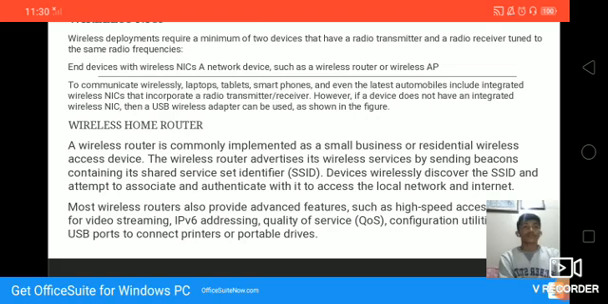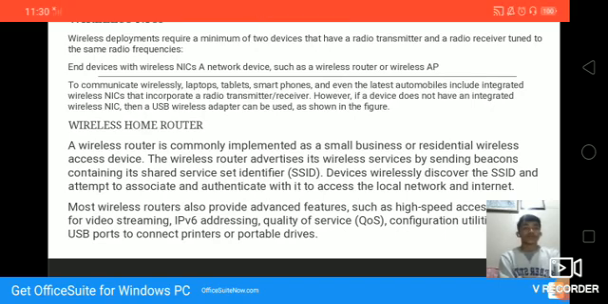To communicate wirelessly, laptops, tablets, smartphones, and even the latest automobiles include an integrated wireless NIC that incorporates a radio transmitter or receiver. However, if a device does not have an integrated wireless NIC, then a USB wireless adapter can be used as shown in the figure.